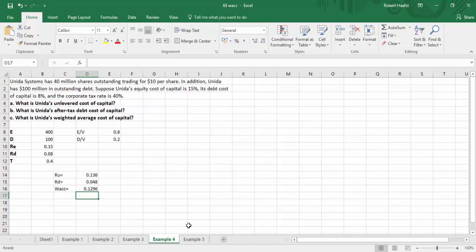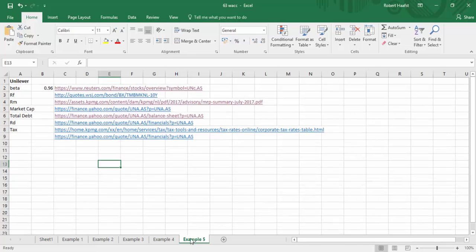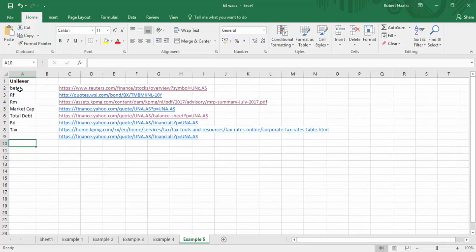Now you might think, okay, all nice that you have all those numbers, but where do we go from the beginning? Well, let's go to our last example. We have to know the beta, the risk-free rate, the market rate, the market capitalization of the company, the total debt, the cost of debt, and our tax. So I already searched for some third-party resources to find the data quickly. Let's get started.